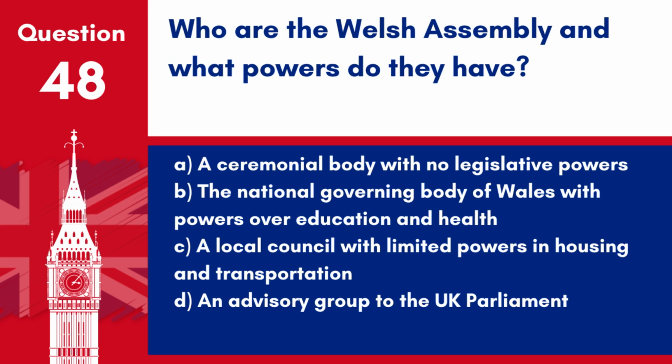Who are the Welsh Assembly and what powers do they have? A. A ceremonial body with no legislative powers. B. The national governing body of Wales with powers over education and health. C. A local council with limited powers in housing and transportation. D. An advisory group to the UK Parliament.